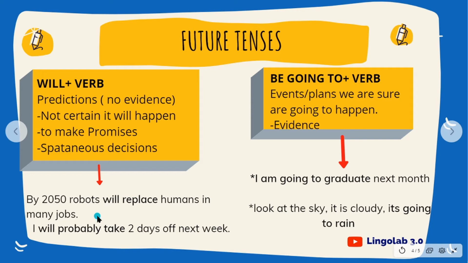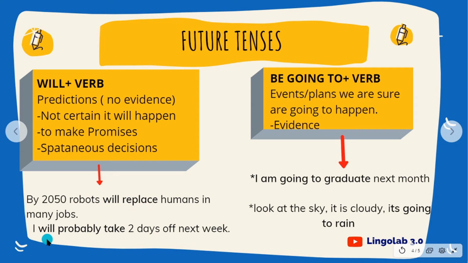All right, someone may say, okay, that may happen, but we're not sure. I currently don't have any evidence that this will happen precisely in 2050. So this is a prediction. I'm not sure, and I use will.